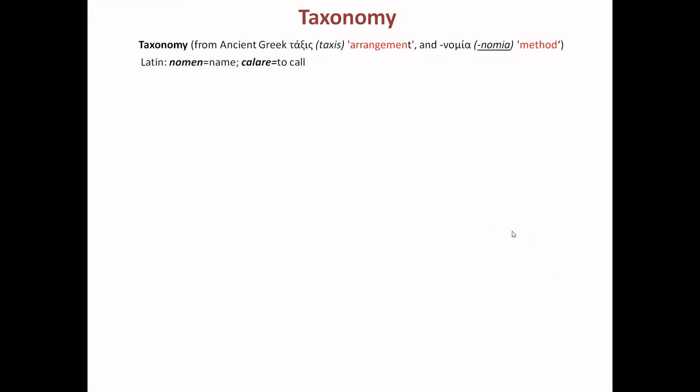Next is nomenclature. It is from the Latin. Nomen means name and calere means to call, or to call someone with a name. That is nomenclature. So what are the criteria of binomial nomenclature? It has to be unique. There should be uniqueness. That is published in the Systema Naturae in 1758.